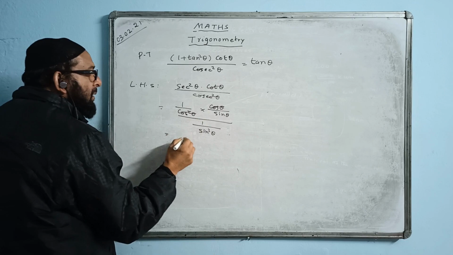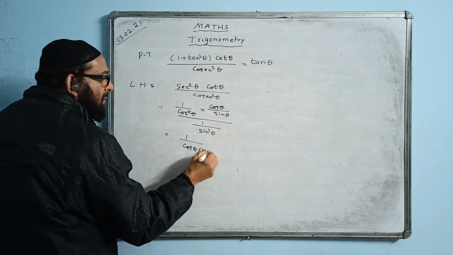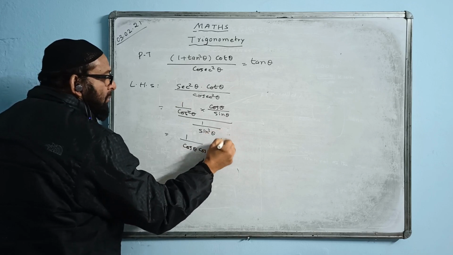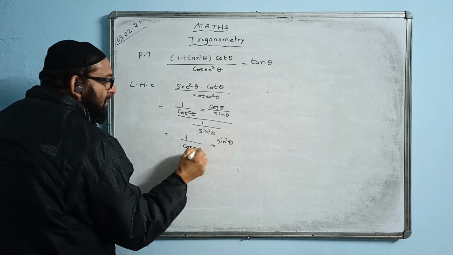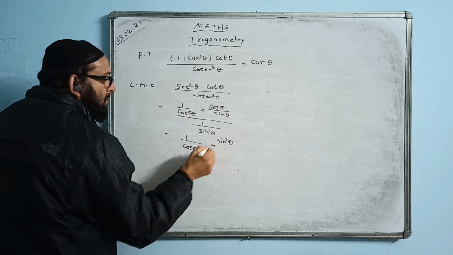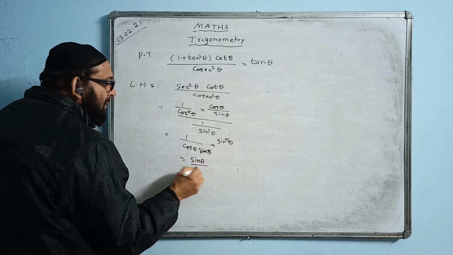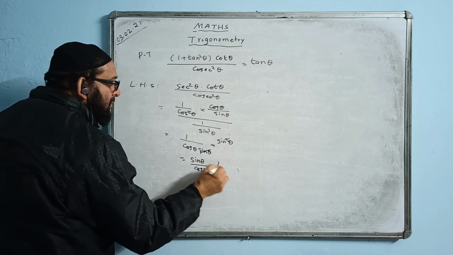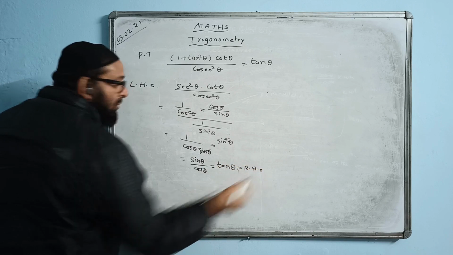1 cos, 1 will cut. Either 1 cos theta, sin theta, the sin square theta is coming up. Cos theta, sin theta. Sin theta, 1 sin theta will go. We are left with sin theta by cos theta only. Okay? Sin theta by cos theta gives tan theta, which is equal to RHS.